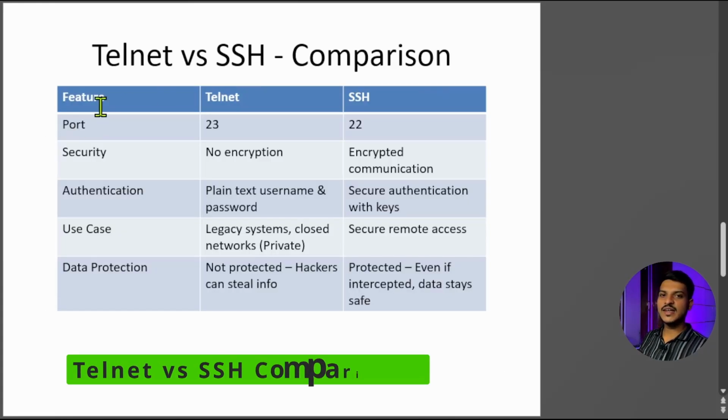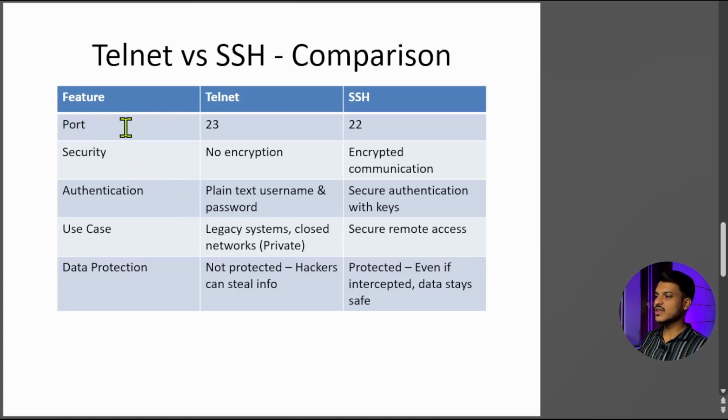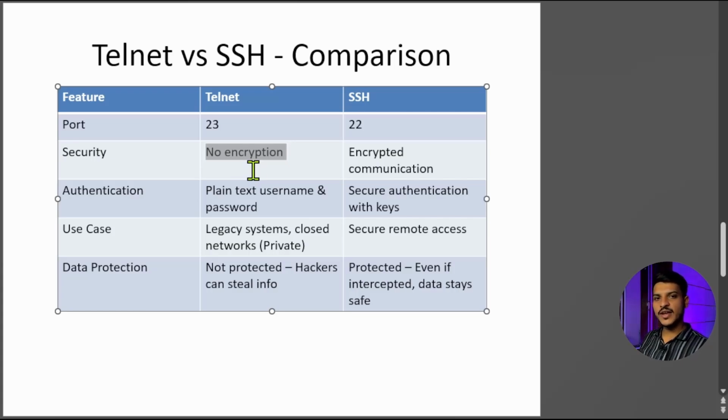Now we will understand it with the help of a comparison table. As we have seen, Telnet works on port 23, whereas SSH works on port 22. In security, Telnet has no encryption and data is sent in plain text format, but in SSH encryption is there. In authentication, in Telnet the username and password can be found in plain text, whereas in SSH there is secure authentication with keys like public or private keys.